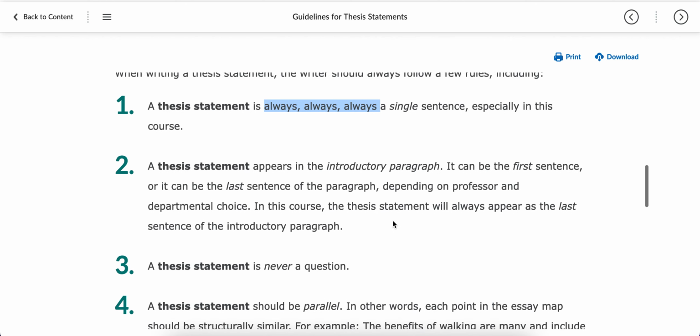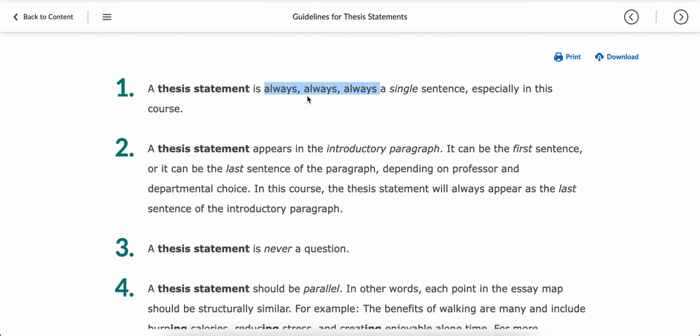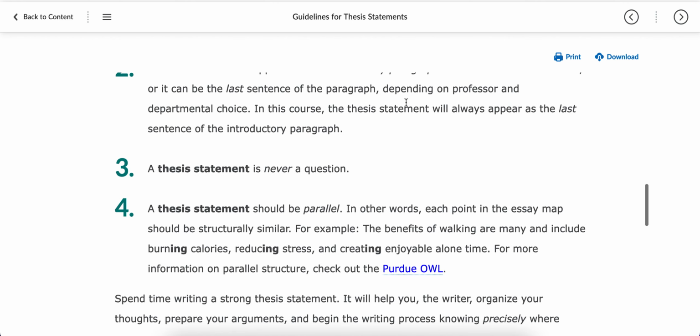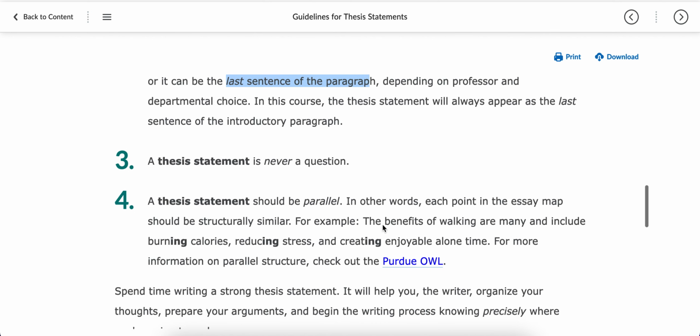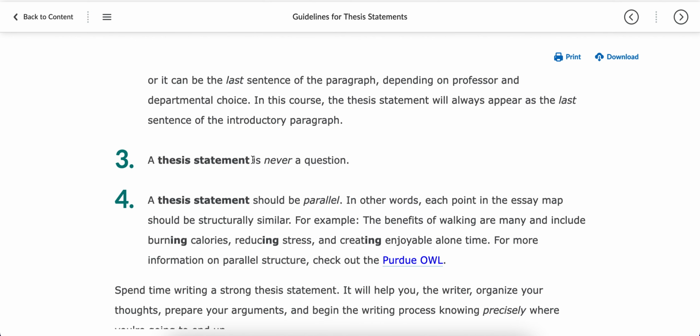But generally, you will never have an issue if you make that thesis a single sentence, and in most of your courses, that's how it will be written. It's the last sentence of the opening paragraph. A thesis statement is never a question, okay? It's always a statement.